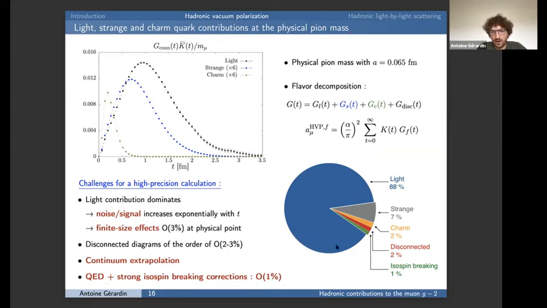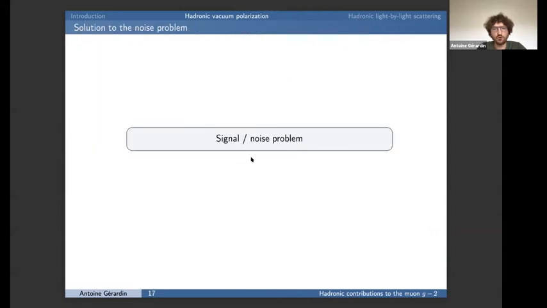And you can see that the light contribution contributes almost 90% of the total contribution. And isospin breaking corrections, so QED and strong isospin breaking corrections, are about 1%. So again, it is small, but not negligible at this level of precision. So okay, now I will discuss these 4 different systematic errors. I will start with the signal over noise problem.